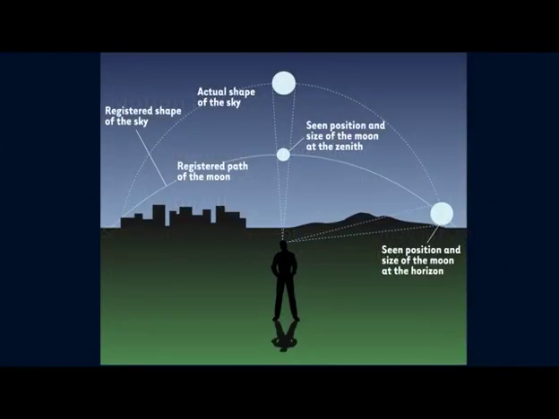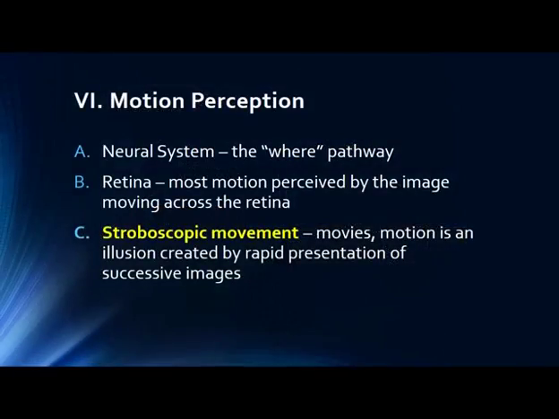I want to move in to talk a little bit about motion perception. This is a part of the where pathway in the brain. Most of the motion we perceive is because something moves across the retina from one visual field to the next. That's how, you know, real movement looks to us. Things move across the retina.